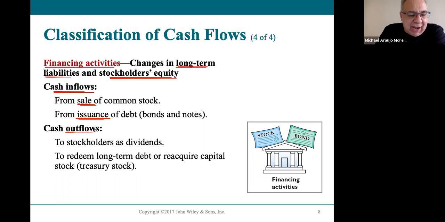In terms of cash outflow, of course, those loans have to be paid back. So every time they borrow money and money is coming in, it's an inflow. When they pay it back, it's an outflow. That's important. Many companies also pay dividends to stockholders. It's a cash outflow for stockholders' equity, so every time they pay dividends, it's a financing activity as well.